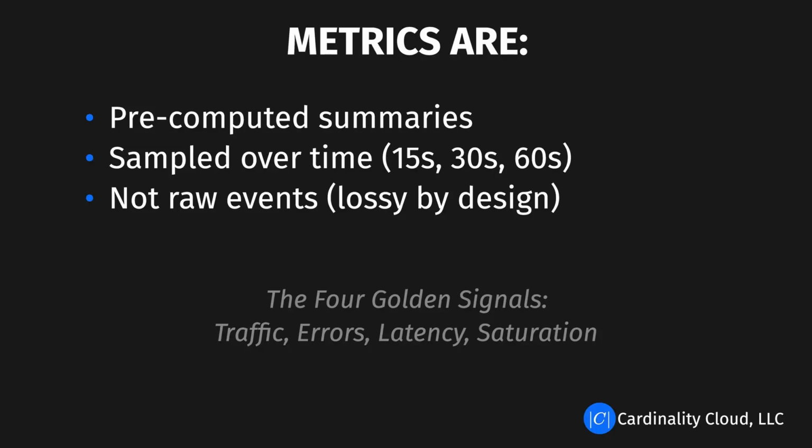Remember your computer science? Arrays, linked lists, binary trees, and hash tables are all specific data types. Implementations may vary, but each data type has specific strengths and weaknesses. Each data type is really efficient at solving some problems, but not others. Metrics are pre-computed summaries or aggregations, sampled over time, usually every 15 seconds, or 30 or 60 seconds. Not raw events, which means they're lossy.